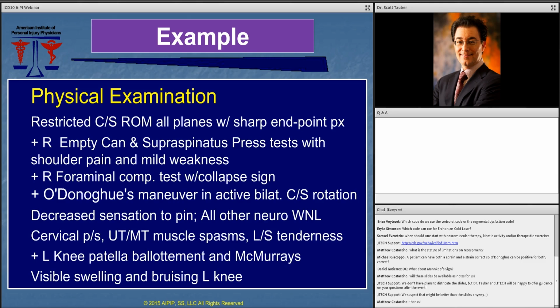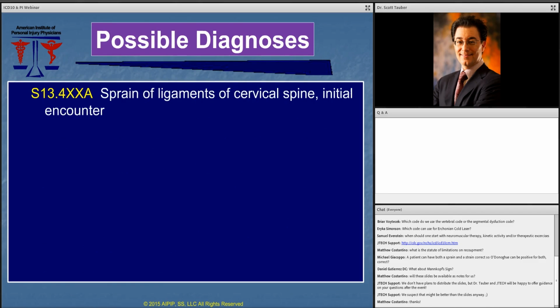Now, based on our history, based on our subjective complaints, based on our objective findings on physical examination, what can we support related to our diagnosis, right? Or what can we potentially diagnose? Well, sprain, we did enough in there, right? We did have the sharp endpoint and we had the collapse sign. So we had enough in there to support our sprain of the cervical spine. Notice the letter A at the end there. And this was a question that I did see, that these S codes right here, anytime there's an S code, it requires a seventh digit.